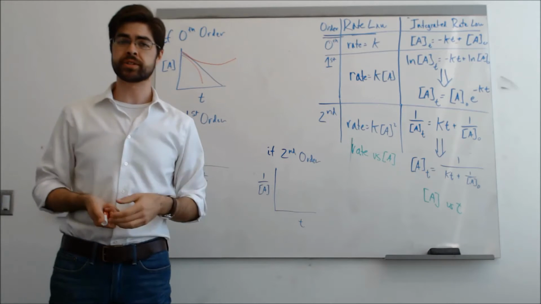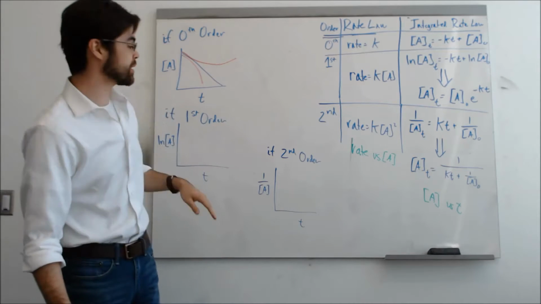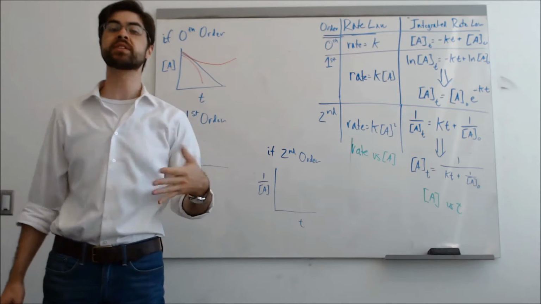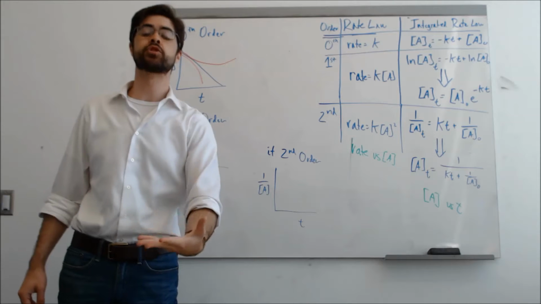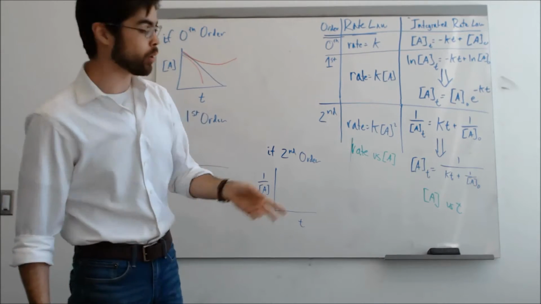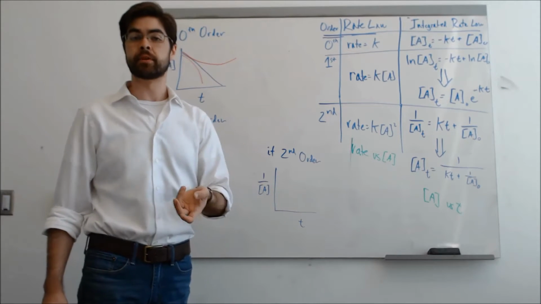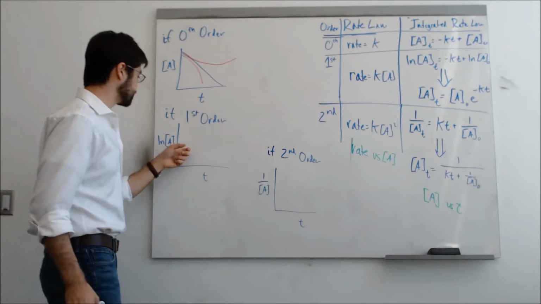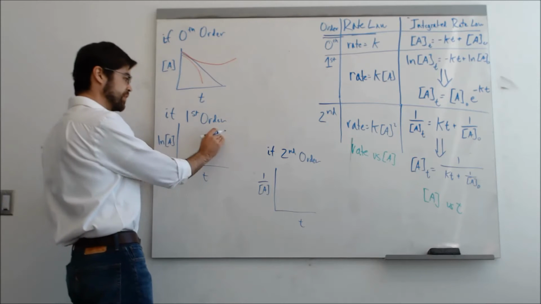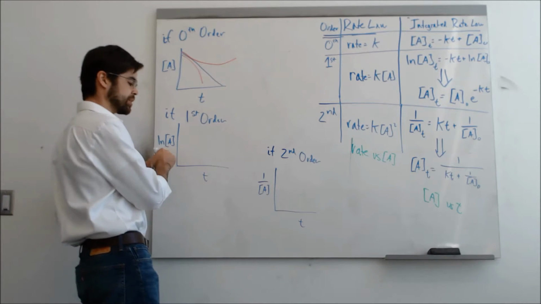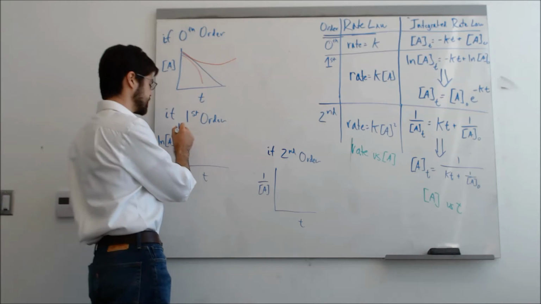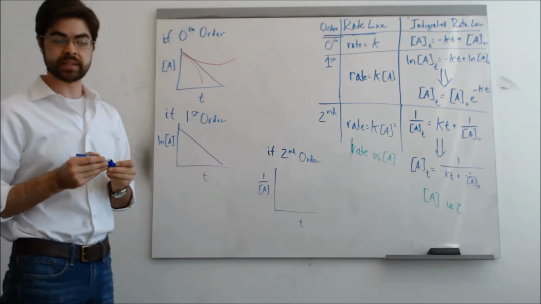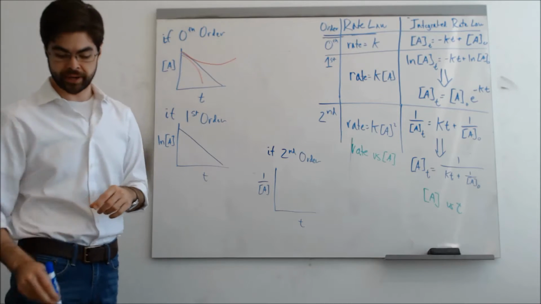So that's how you utilize integrated rate laws: you plot your data versus time in a few different ways and see which one of those ways gives you a linear plot. And depending on which one of those is linear, that's how you identify the reaction order. And similarly, for a first order reaction, if you plot the natural log of the concentration versus time for your data and you get a straight line, then you know it's a first order reaction.